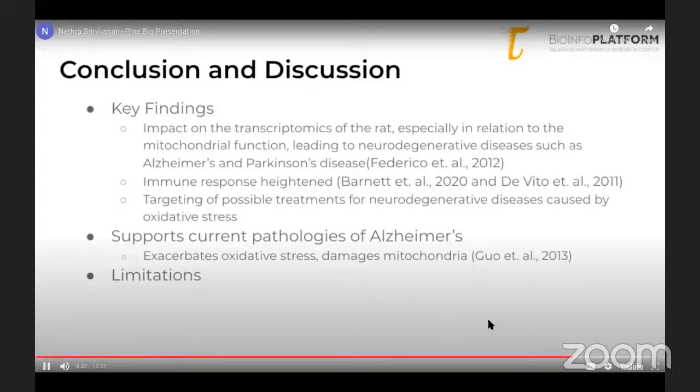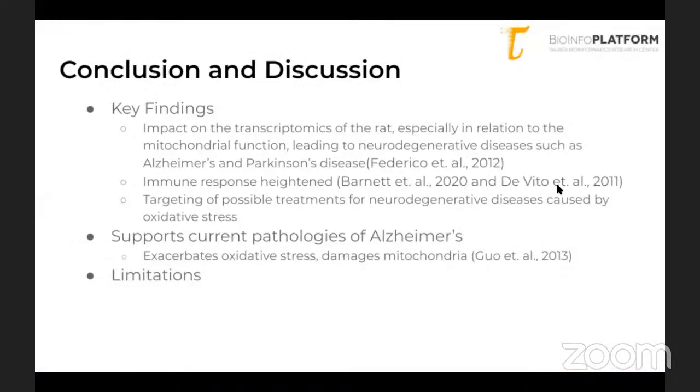And it also supports the current pathologies of Alzheimer's because for Alzheimer's, the oxidative stress that is exacerbated damages the mitochondria, which leads to cell death and even more accumulation of beta amyloid and tau proteins and neurofibrillary tangles. And in addition, it's something interesting that the oxidative stress can actually be reversed. When there's oxidative stress, the mitochondria structure is damaged. However, researchers found that when the causes of the oxidative stress are removed, the mitochondria structure bounces back, which could lead to a possible treatment.